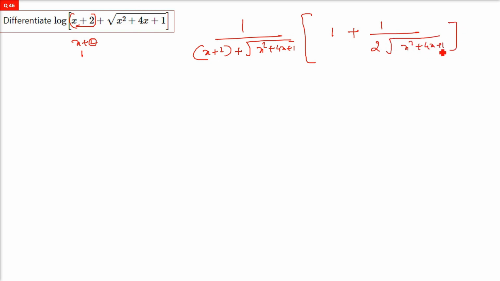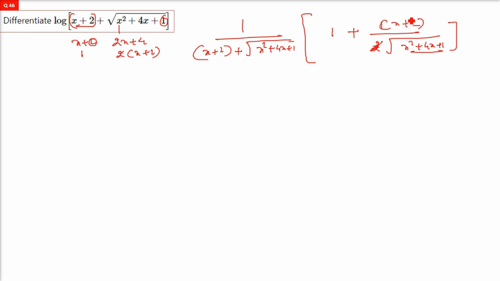Then we have to differentiate x square plus 4x plus 1. x square will be 2x, 4x will be 4 and 1 will be 0. So you have 2x plus 4 here. You can take 2 common, so it will be twice of x plus 2. The 2 gets cancelled, and you just get x plus 2 in the numerator.